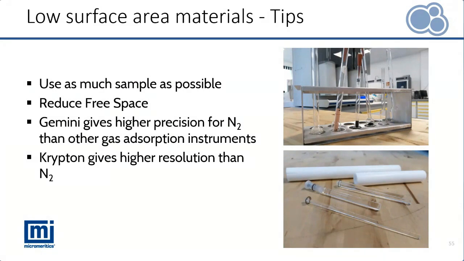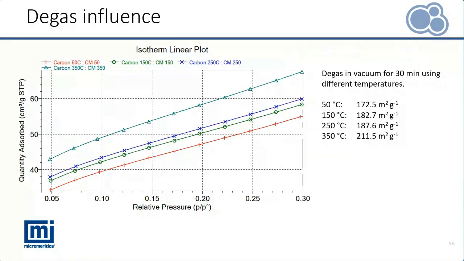With the Gemini, low surface area materials can be analyzed with nitrogen more precisely than with other gas adsorption instruments. And krypton is the adsorptive of choice for really low surface areas when no meaningful results can be obtained using nitrogen. There is one last topic I would like to address in regard of best practice BET surface area. This one is the importance of the right sample preparation.